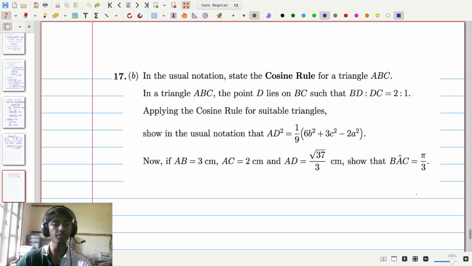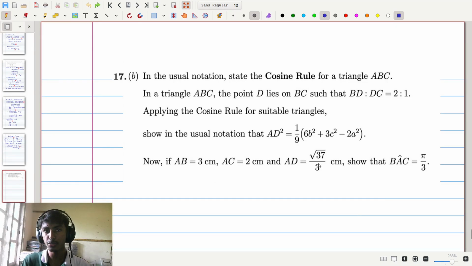The question then finally says, if the length AB is 3 centimeters, AC is 2 centimeters, and the length AD is root 37 over 3 centimeters, show that the angle BAC is equal to pi by 3 radians.